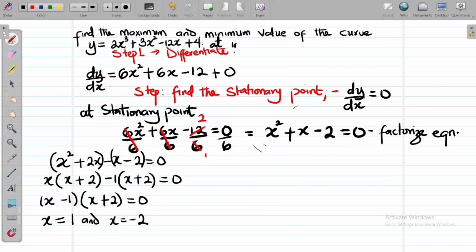Sorry, I didn't put it. At intervals −3 and 3. It's very simple. At this point, what do we do? Step 3 is to find the critical point, right? Step 2 is to find the stationary point. Step 3 will find the critical point.